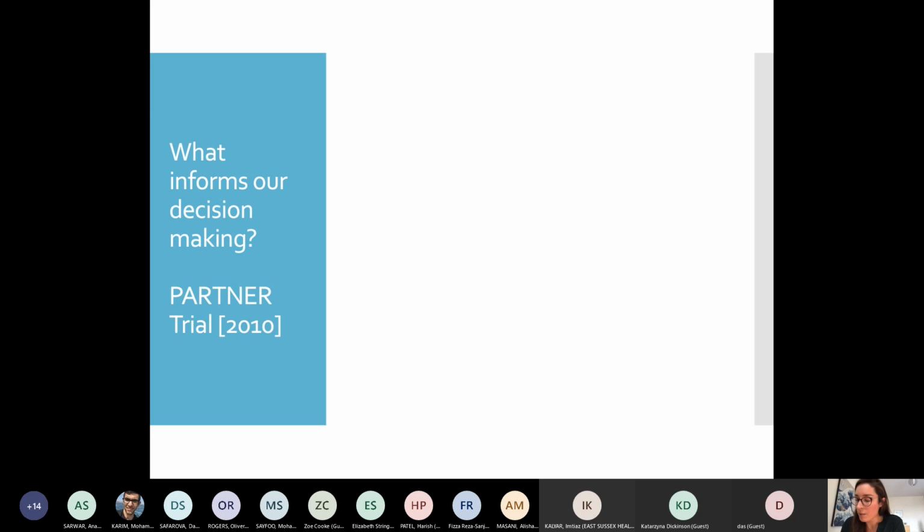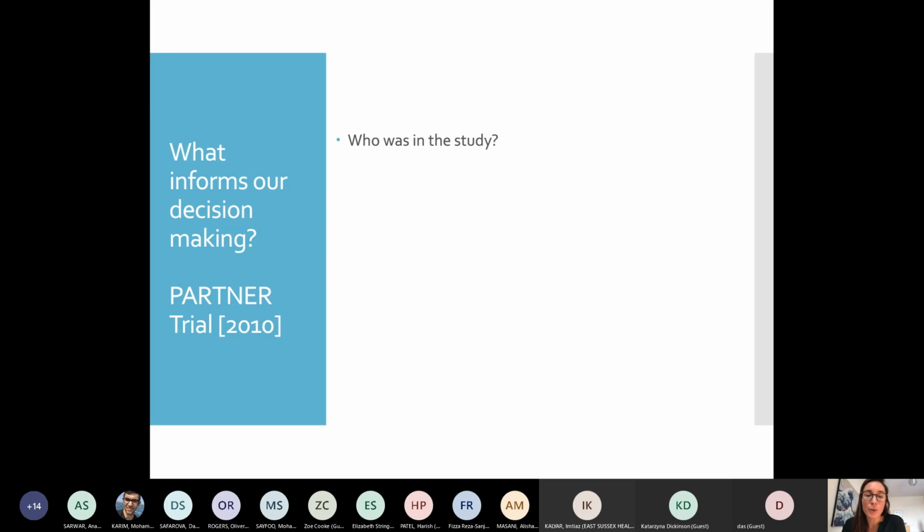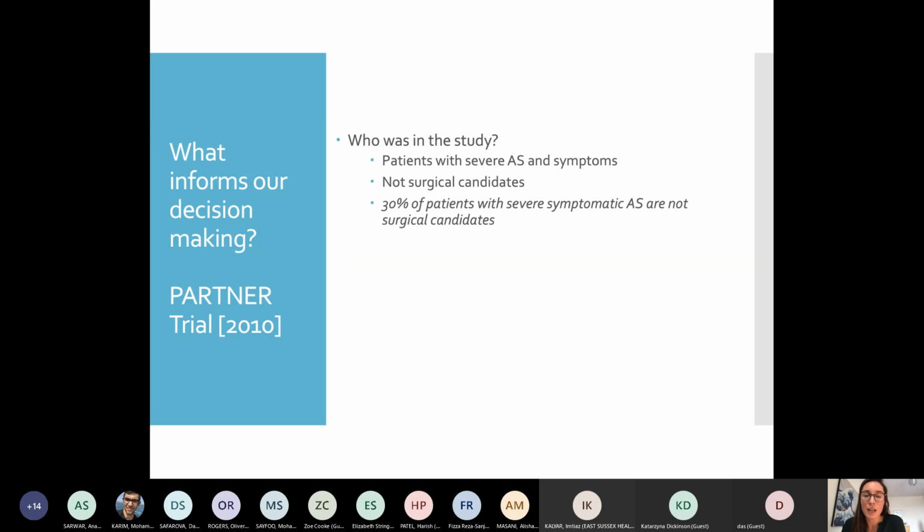So what informs our decision making about who to TAVI? So the initial study really was the PARTNER trial back in 2010. And this looked at people with severe aortic stenosis and symptoms who aren't surgical candidates, so these frailer people. And of course, aortic stenosis is predominantly a disease of older people who've had a lifetime of degeneration of their aortic valve. So a good proportion of people with severe symptomatic aortic stenosis are not open heart surgery candidates.